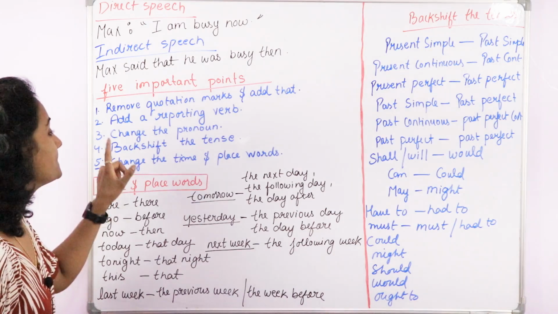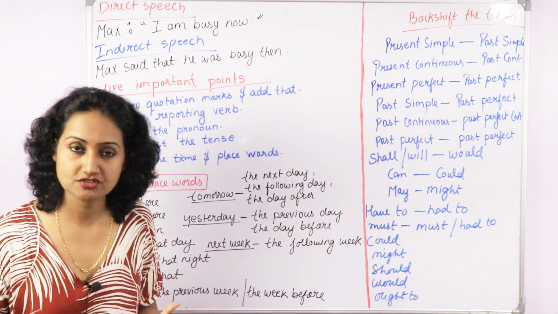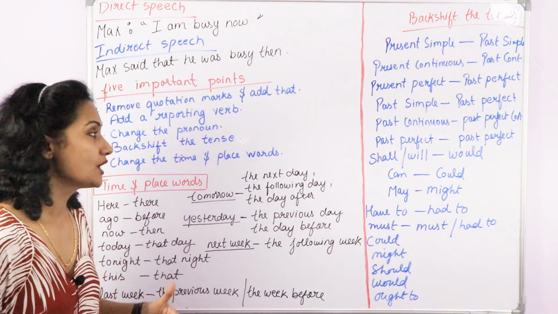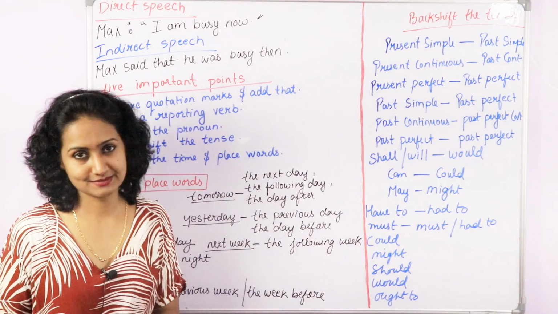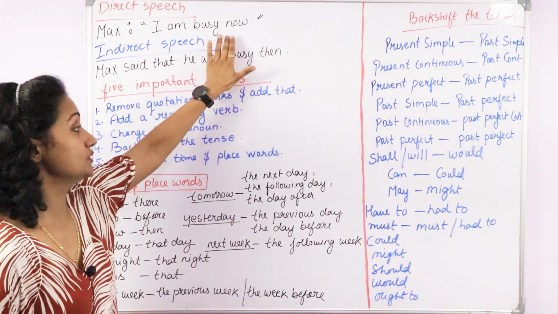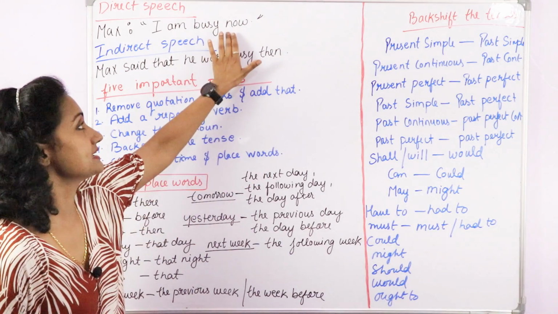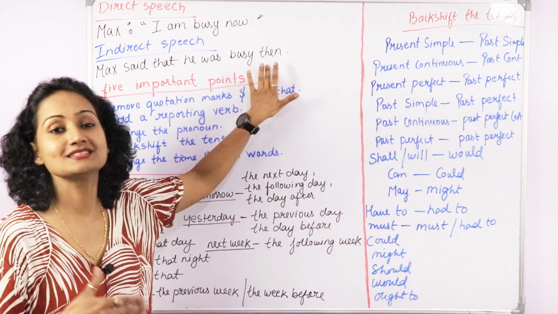Now next is backshift the tense. Now what is the meaning of backshift? So backshift the tense means moving the tense back one tense. For example, if it is in present simple, then you have to move the tense back one tense. So present simple will change into past simple.